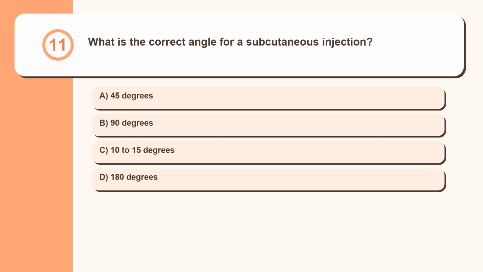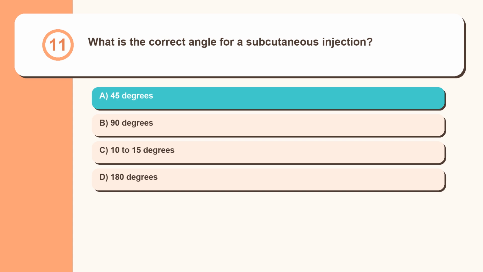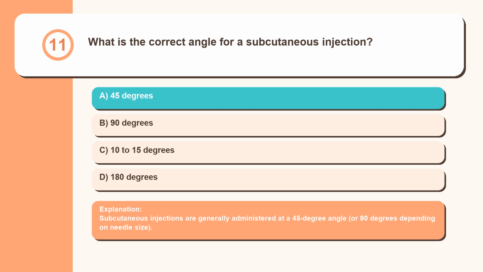Question 11. What is the correct angle for a subcutaneous injection? 45 degrees, 90 degrees, 10 to 15 degrees, 180 degrees. Subcutaneous injections are generally administered at a 45-degree angle, or 90 degrees depending on needle size.